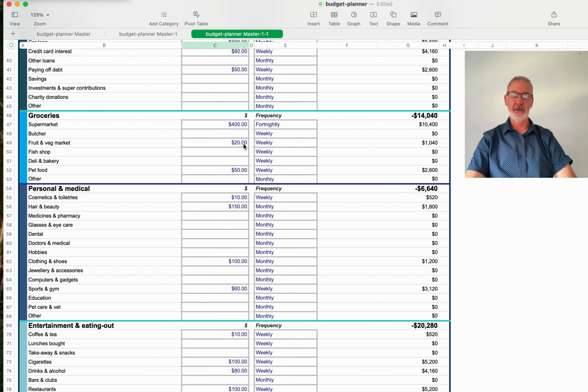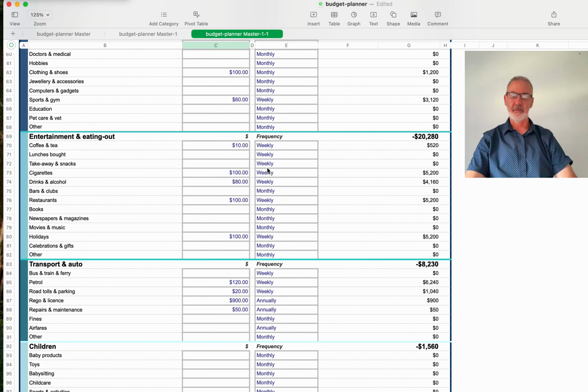Let's go to entertainment. If in reality alcohol is not what you think you should have, it's actually what you have. So say if this was 200 in reality, work out what you spend a week on alcohol. This is not about judging you or anything, it's more about having an accurate budget. So we'll take it back to 80.